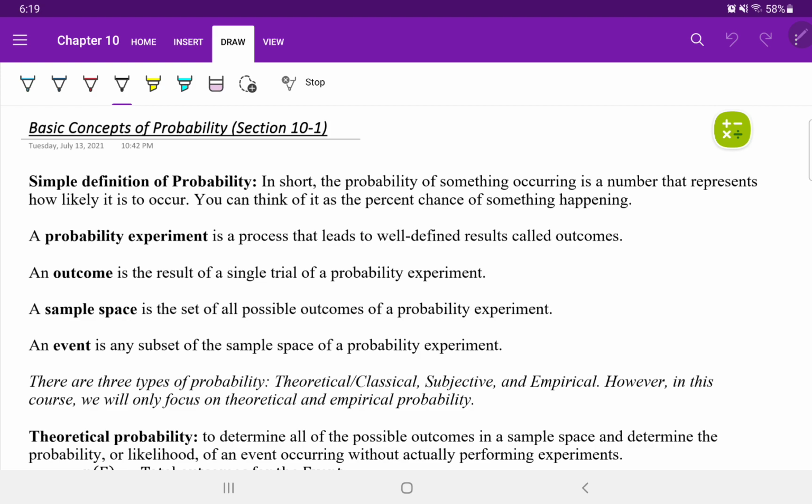For this class, at least, we're going to be using probability experiments. And a probability experiment is a process that leads to well-defined results called outcomes. An outcome is the result of a single trial of a probability experiment. Now, when you're looking at all the outcomes for a probability experiment, we call that a sample space. And the sample space is a set of all possible outcomes of a probability experiment. We can refer to the sample space as the universal set.